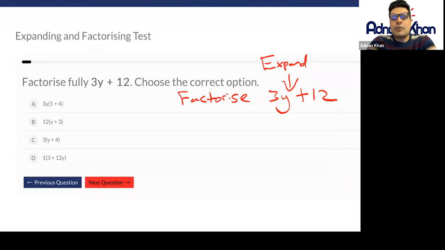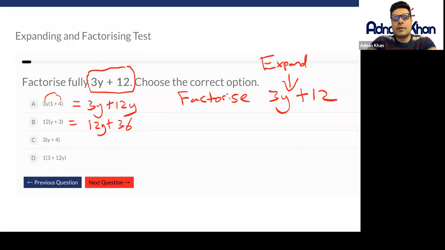Okay, so first of all, 3y multiplied by 1 will give us 3y, plus 3y multiplied by 4 will give us 12y. Let's go on to B. So 12 times y is 12y, plus 12 times 3 is 36. So remember, we need to generate this particular answer itself. Let's go on to C.